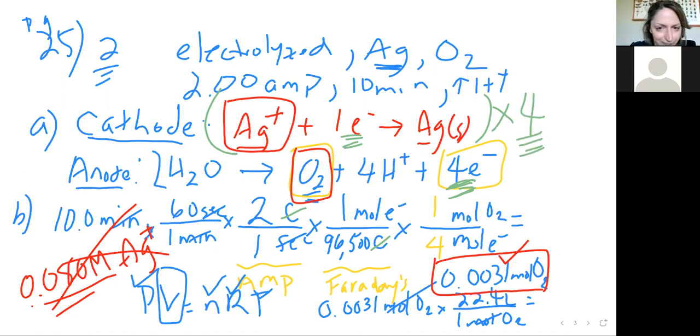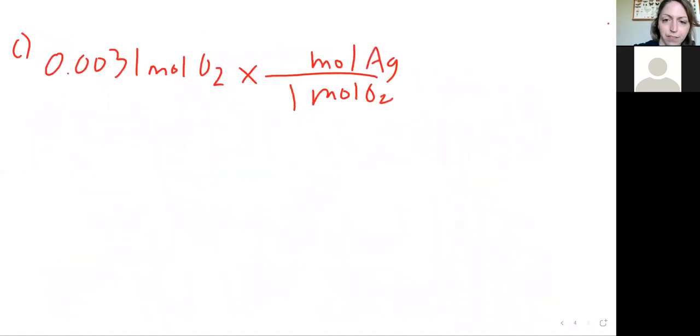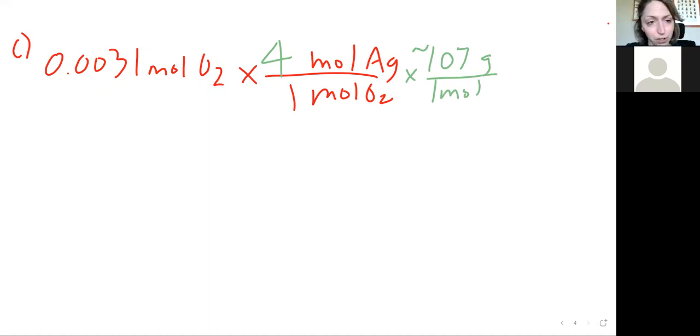If it didn't occur to you to do that, you'd find that your answer is going to be like a fourth of what it should be. So for every 1 mole of oxygen, you're going to generate 4 moles of silver. That's the tricky part there. And then of course you can just convert it to mass. I think the molar mass is around 107. So there you have it.